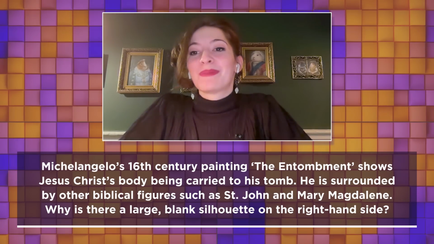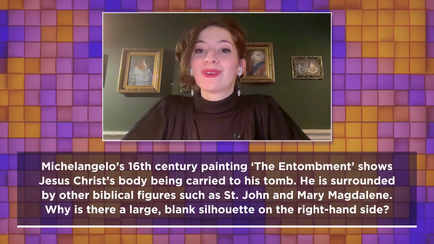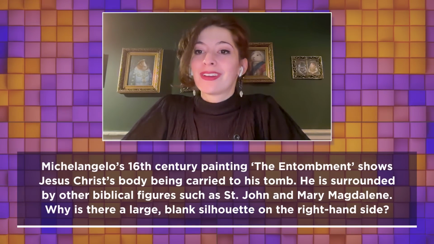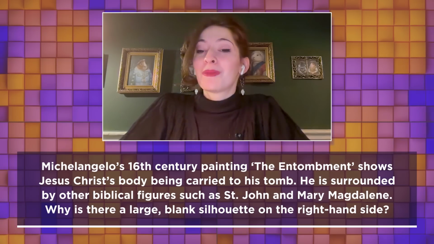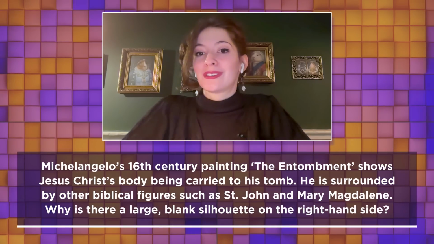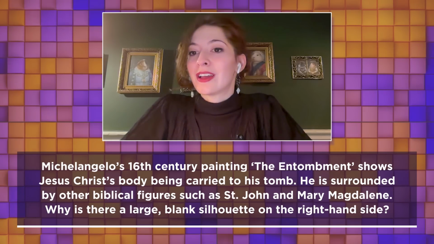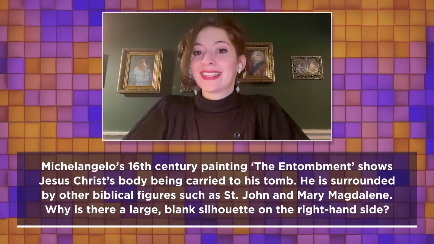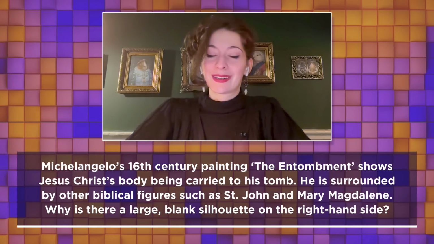Michelangelo's 16th century painting, The Entombment, shows Jesus Christ's body being carried to his tomb. He is surrounded by other biblical figures such as St. John and Mary Magdalene. Why is there a large blank silhouette on the right-hand side?